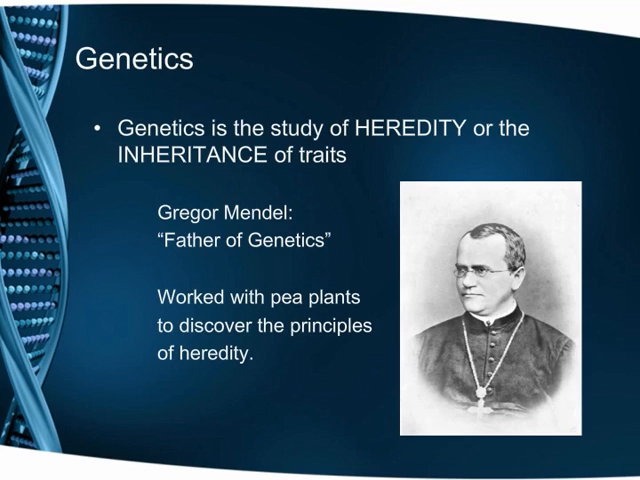Gregor Mendel was not a trained scientist. He was actually a monk. He lived in a monastery and did some experiments with pea plants in a garden, and this work with pea plants allowed him to discover the basic principles of heredity that we still know to be true today.